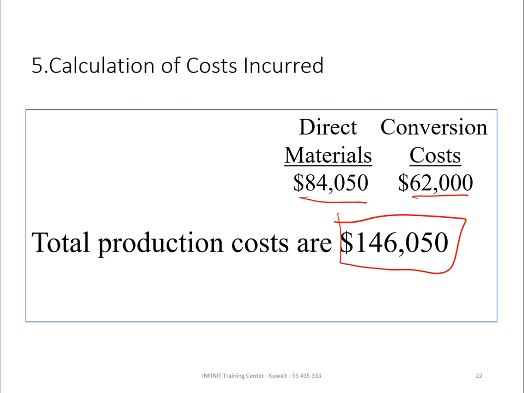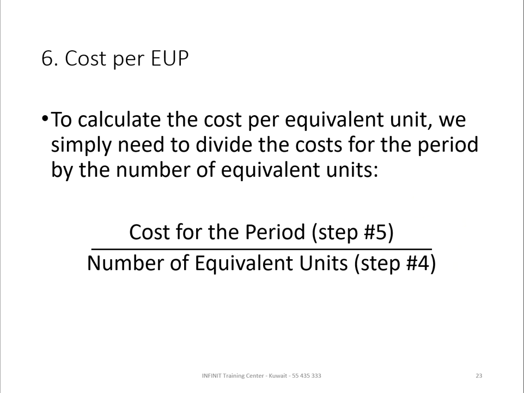Now what we have to do is allocate this cost to the completed units. We have to transfer the cost of the completed units to the next department, and the cost which is on the not completed units has to stay in the same department. So we have to segregate this amount into two. That is what we are going to do in the sixth step.